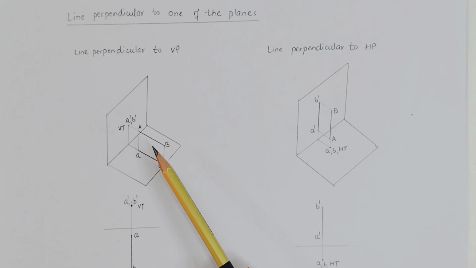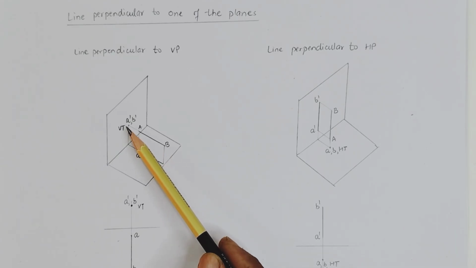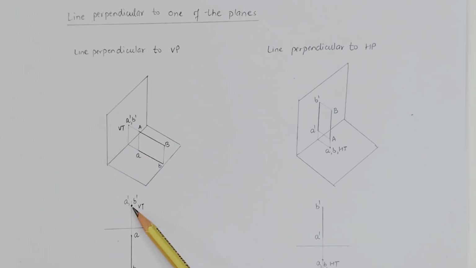This is the projection in the top view AB, and on the other side is the front view, A dash B dash. In this diagram you can see that when we extend this projection, it intersects the vertical plane here. So this is the VT, that is the vertical trace. In this case there is only a vertical trace, no horizontal trace.